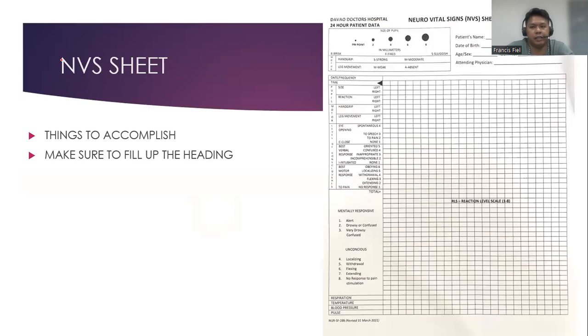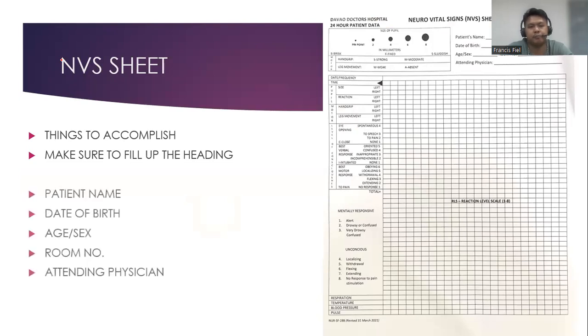So this is the NVA sheet. So if hindi pa kayo nakakita nito, this is the NVA sheet. You have to accomplish this. Ano yung uunahin yung accomplish dito? So you have your name of patient, date of birth, age, sex, room number, and attending physician. So dapat unahin nyo yung headers. I will just close my camera so that hindi siya makasagabal sa PowerPoint.